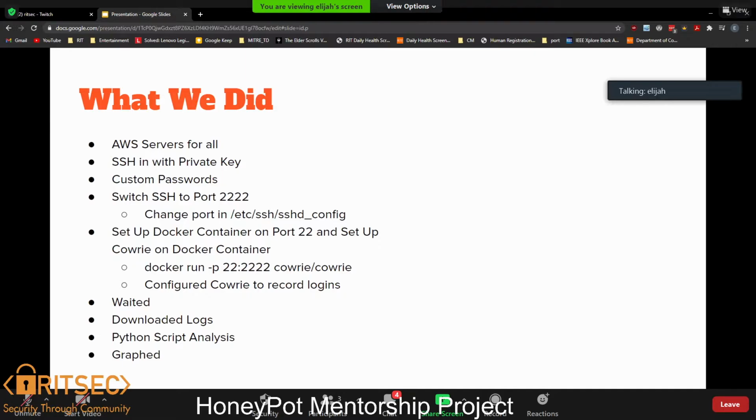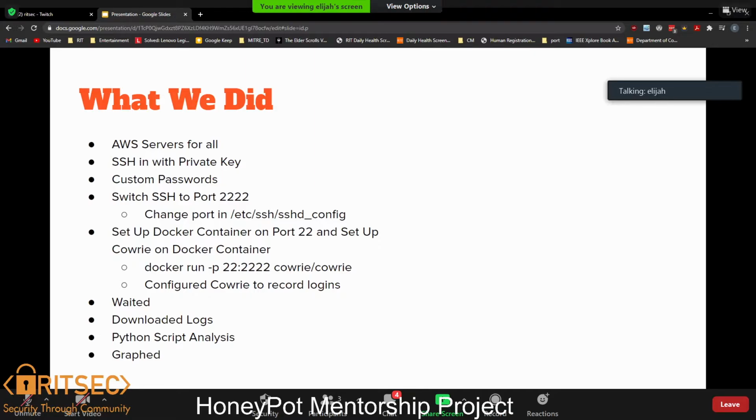After that, we would set up the Docker container on port 22 where SSH was originally, because that's SSH's default port. And then on top of the container, we set up the Cowrie honeypot. After that, it was a simple waiting game. After a bit, we downloaded the logs, wrote a Python script to analyze the massive amount of data we collected, and then graph the results, which is what you're about to see.